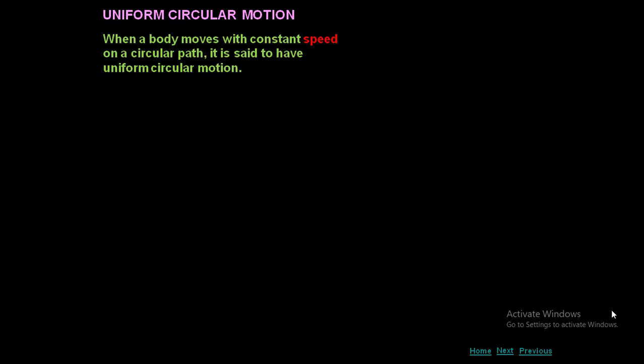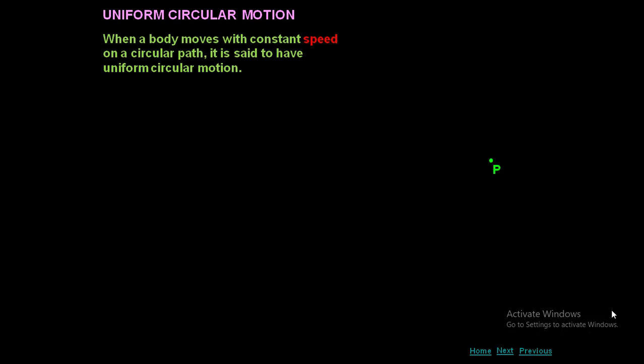Number one, uniform circular motion. Number two, non-uniform circular motion. What is uniform circular motion? When a body moves with constant speed on a circular path, it is said to have uniform circular motion. So, in uniform circular motion, the speed of the body moving along a circular path will remain the same. If the speed is not constant, that is called non-uniform circular motion. If the speed is constant, it is called uniform circular motion.